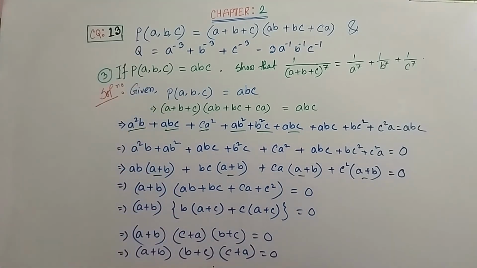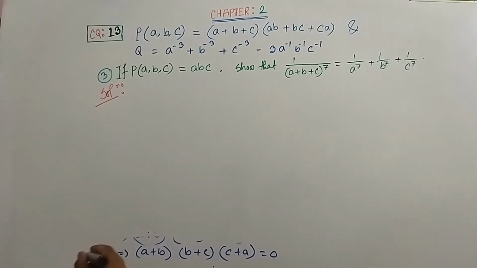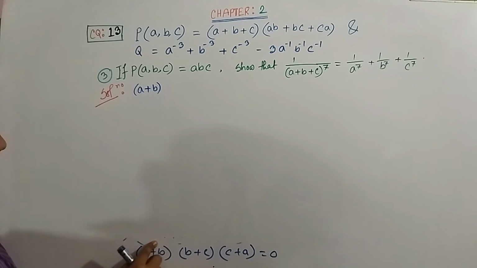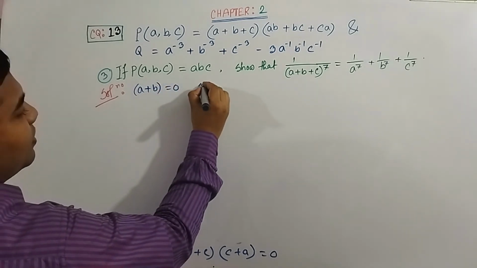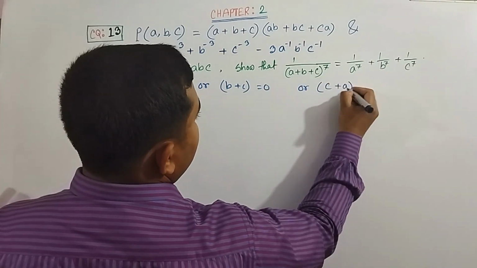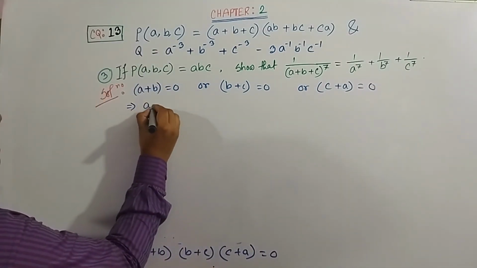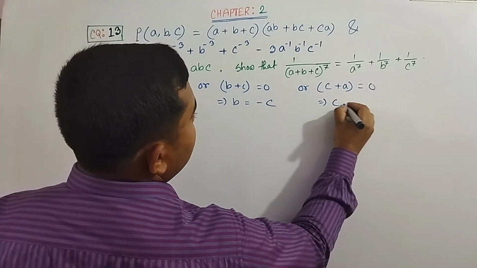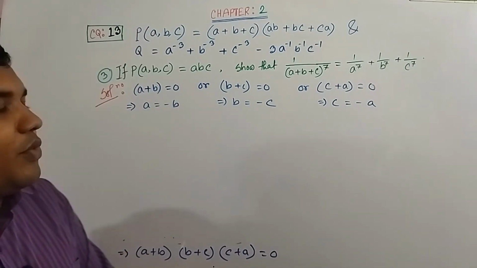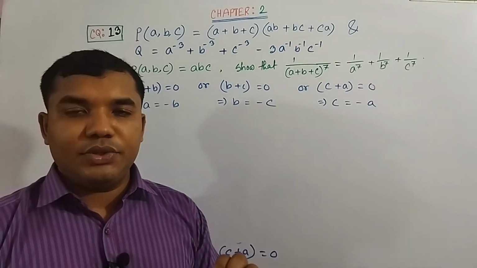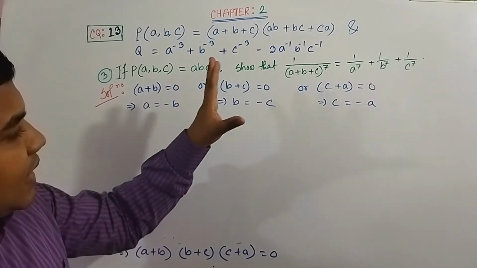Okay, so I will erase this part, then we'll go for our final conclusion. So now we have found A plus B, B plus C and C plus A. That means A plus B equals 0, or B plus C equals 0, or C plus A equals 0. That means A equals minus B, B equals minus C, C equals minus A. So if we put any of these in the left side and right side, and we get our solution, then we can say that it is solved.